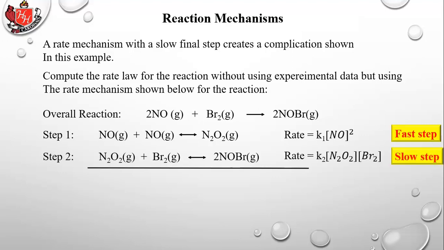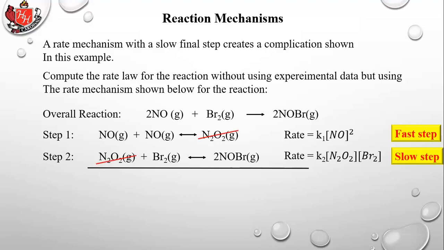Now step 2, you're going to take the N2O2 from step 1, combine it with the Br2, and that's going to produce 2NOBr, which is your final product in the overall reaction. So writing the rate law for that, you have N2O2 and Br2. So the rate is going to be K2, the rate constant for the second step, times N2O2 to the first power, because the coefficient in front of N2O2 in step 2 is a 1, and Br2 to the first power because the coefficient in front of Br2 is 1. And that's going to be the slow step. Again, you have to be told that.